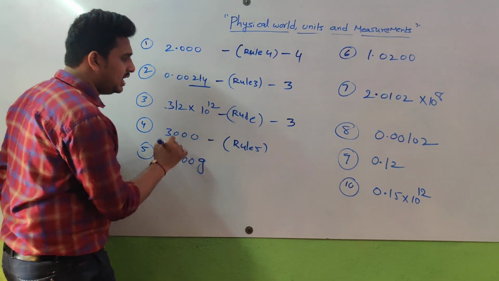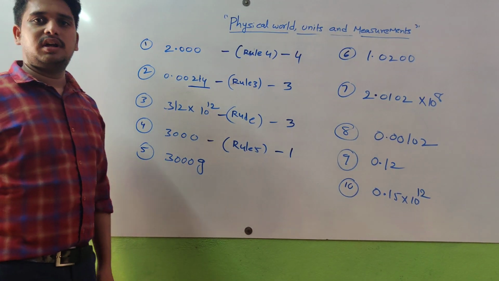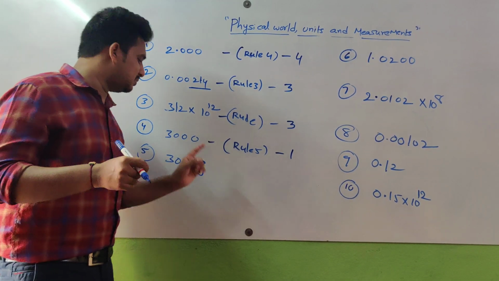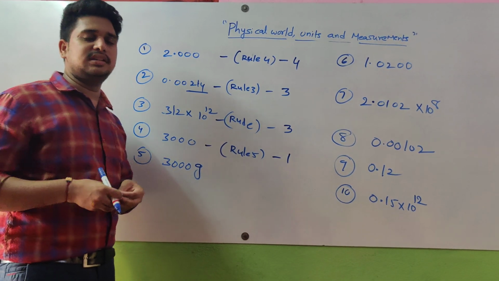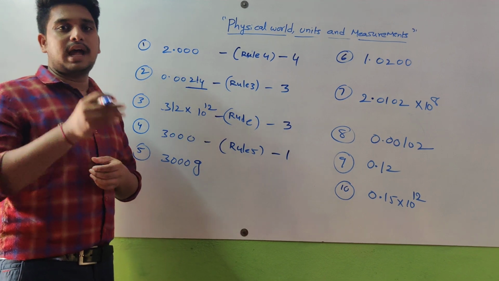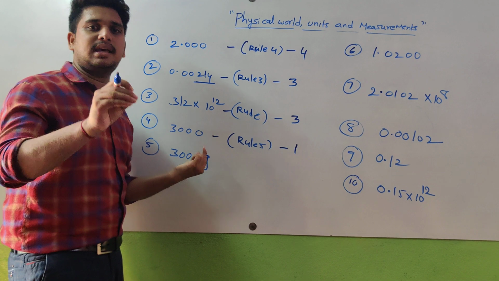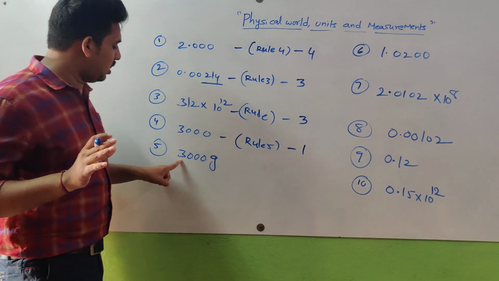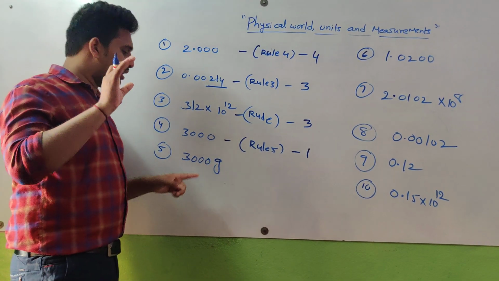So how many significant figures are there here? Only one significant figure. But when we consider measurements, for example 3000 grams, 3000 kgs, 3000 newtons, or it may be 4000 grams, 4000 newtons, at that time we consider these 3 zeros also as significant figures. That means how many significant figures here? 1, 2, 3, 4. Now the zeros are also taken as significant figures.